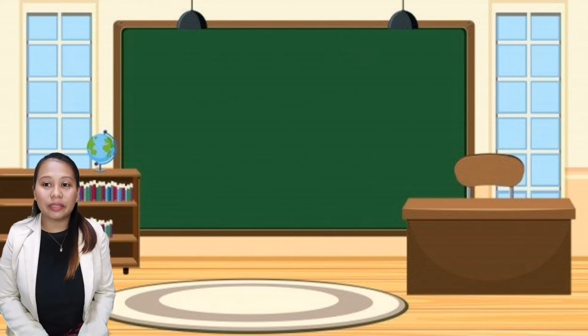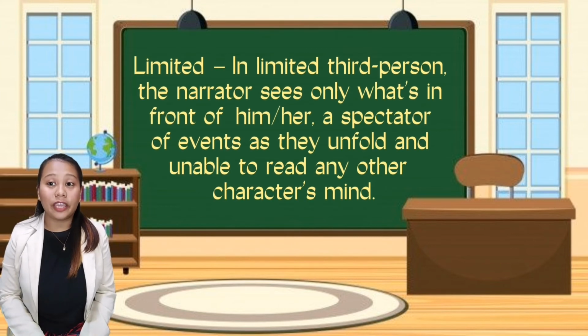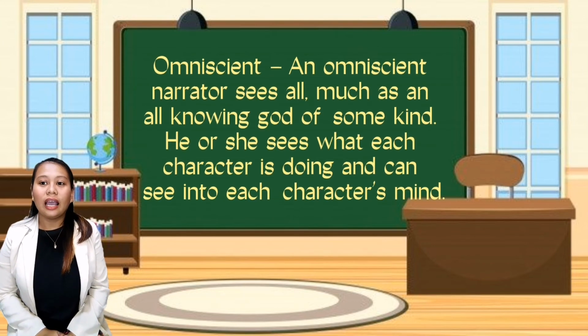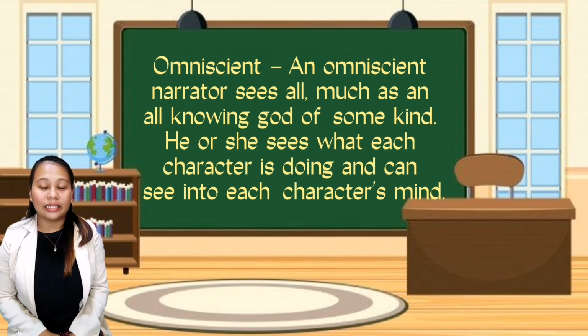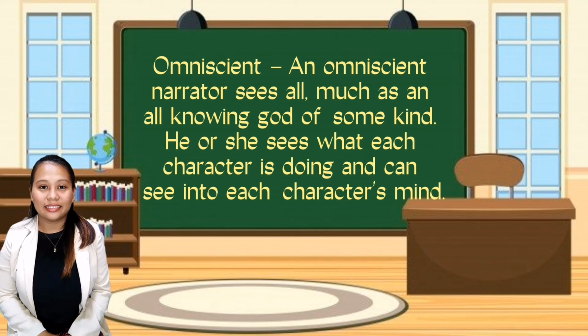We also have the limited. In limited third person, the narrator sees only what is in front of him or her, a spectator of events as they unfold, and is unable to read any other character's mind. We also have the omniscient. An omniscient narrator sees all, much like an all-knowing god of some kind. He or she sees what each character is doing and can see into each character's mind. This is common with an external character who is standing above, watching the action below. Think of a person with a crystal ball peering into it.